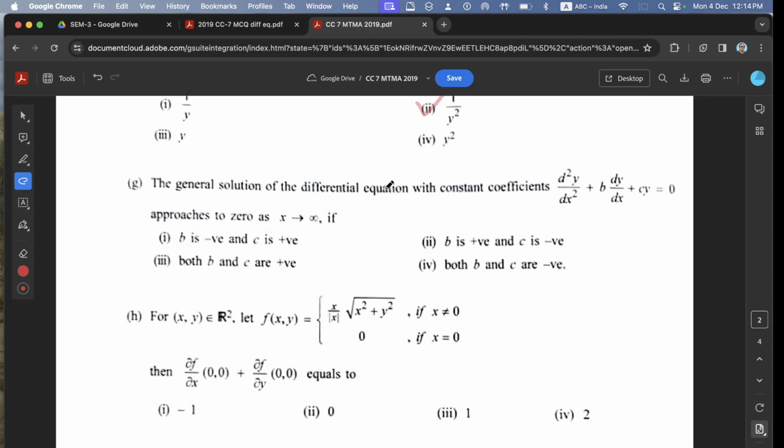G. The general solution of the differential equation with constant coefficients d2y/dx square plus b dy/dx plus cy equal to 0 approaches 0 as x tends to infinity, and there are options 1, 2, 3, 4.